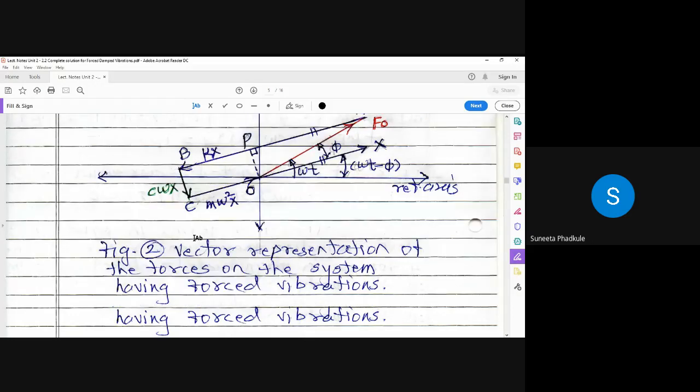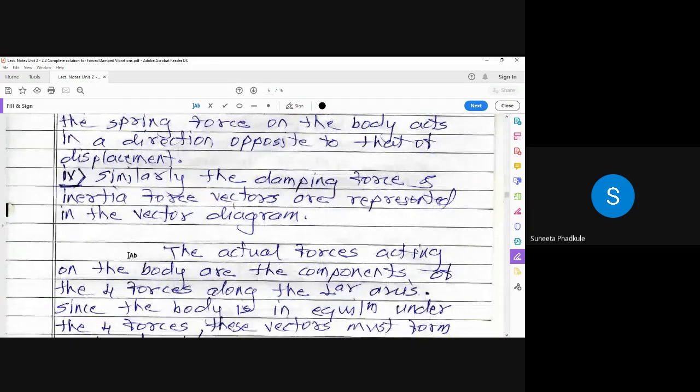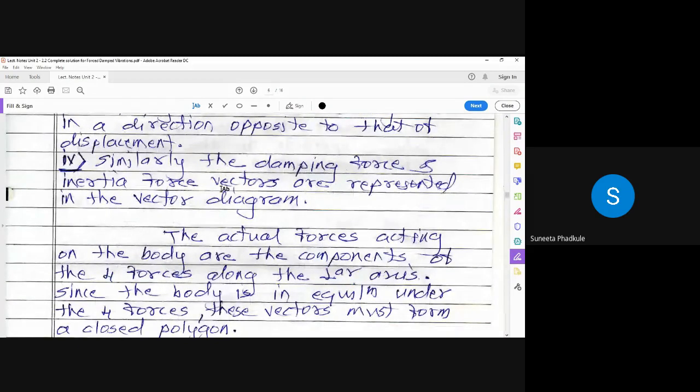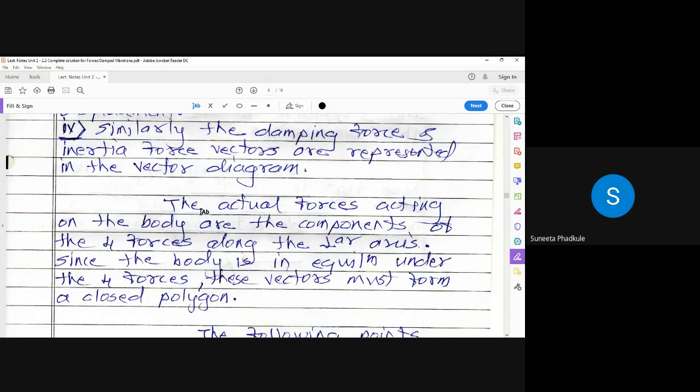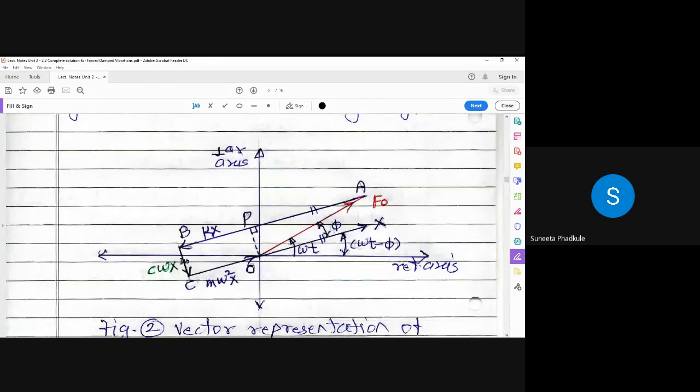Okay, now what is the fourth observation? It is regarding the damping force. The damping force and inertia force are represented in the vector diagram in a similar fashion. I have already explained, this damping force is perpendicular to spring force and inertia force is perpendicular to the damping force. So this completes your vector diagram.